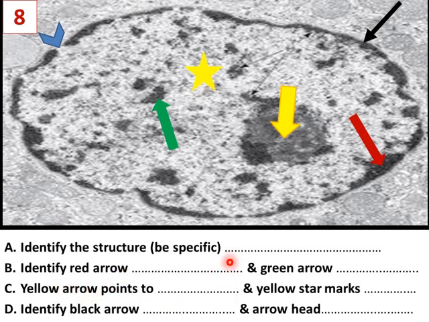Identify the structure and be specific: EM, euchromatic nucleus. Identify the red arrow, peripheral chromatin, green arrow, chromatin islands, yellow arrow, nucleolus, yellow star, chromatin or nuclear sap. The black arrow is the nuclear membrane and the arrowhead is the nuclear pore.